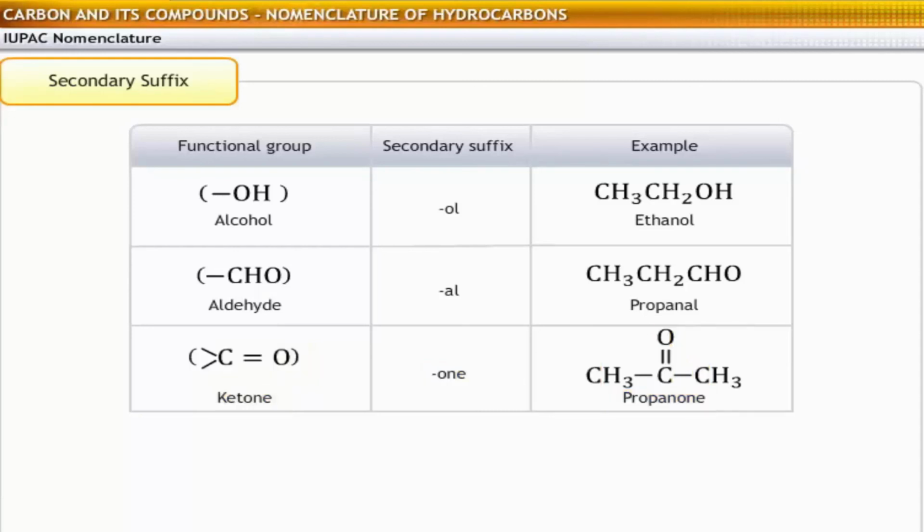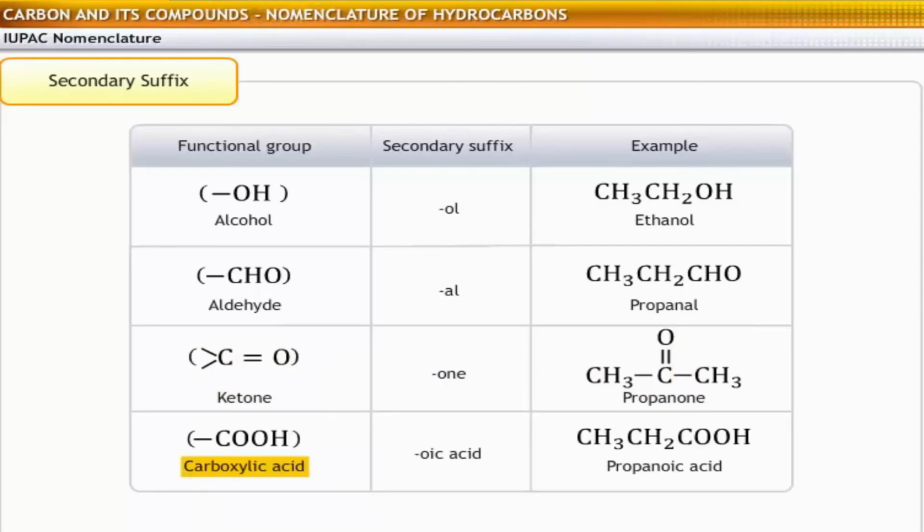Now, let's write the IUPAC name of carboxylic acid. As per the given table, the molecule contains 3 carbon atoms. Therefore, the root word should be prop, and as it is saturated, the primary suffix should be -ane. However, there is a functional group COOH, which means you need to use a secondary suffix. Remove the E from alkane and add the secondary suffix -oic acid. Therefore, the IUPAC name is propanoic acid.